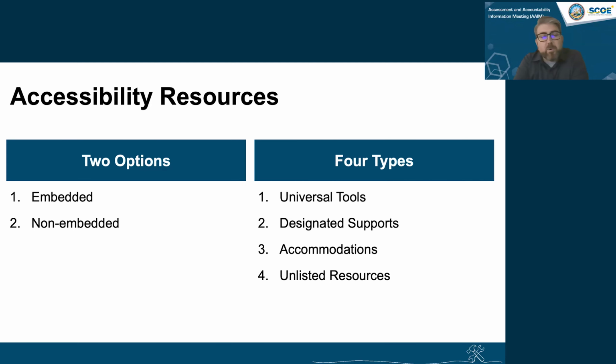And then lastly, we have accommodations and unlisted resources. These are only available to students with an IEP or a 504, and they actually must be written into the student's IEP or 504. So when we're talking about an accommodation, an example of that would be something like American Sign Language or ASL.